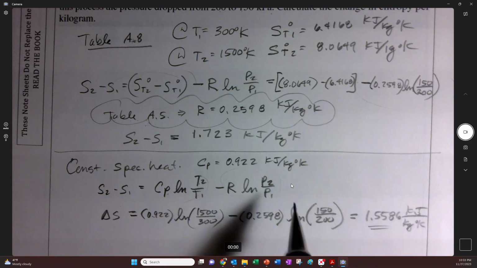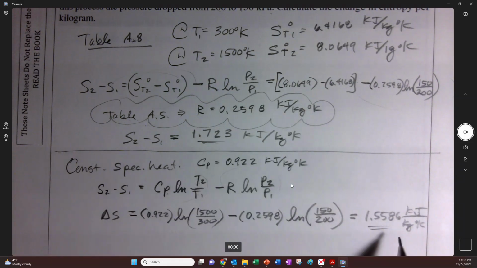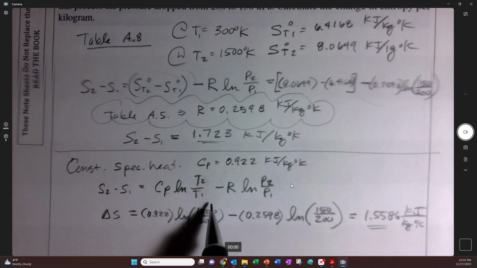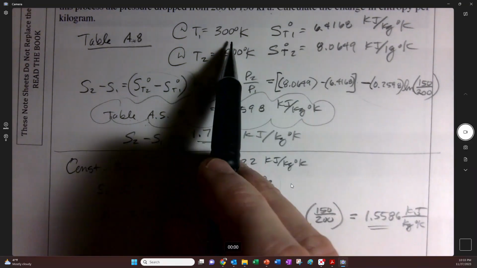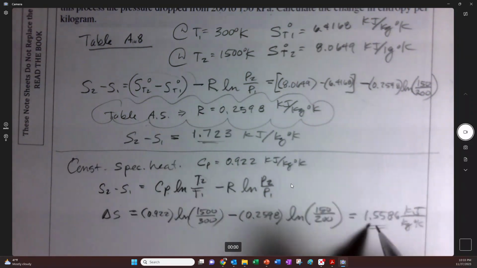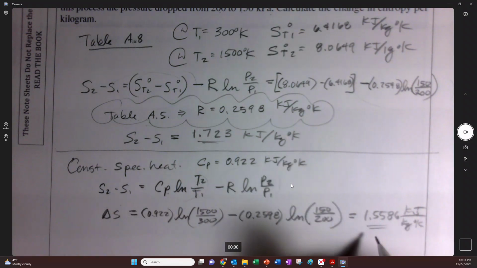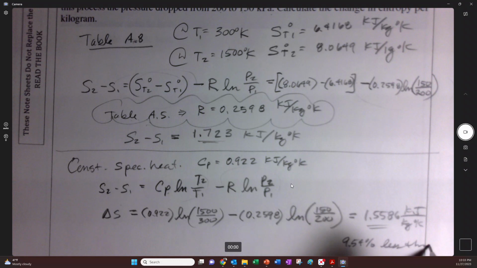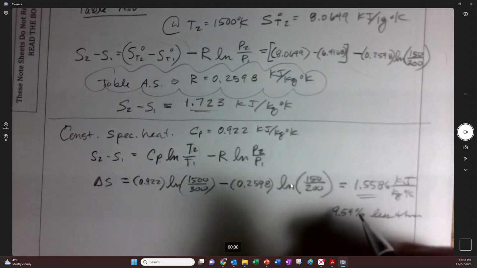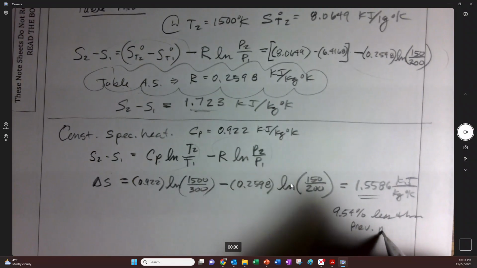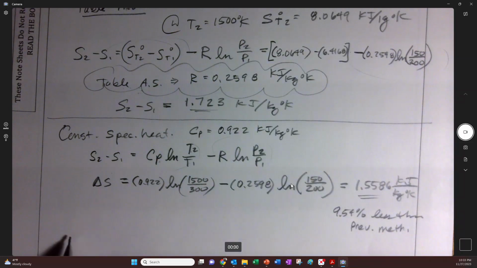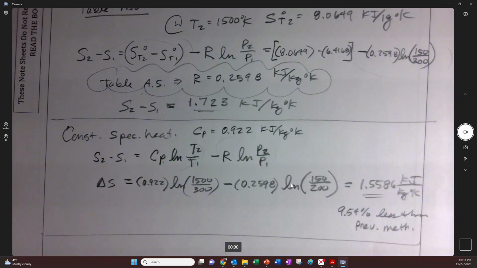So that's not a great approximation right here. It's a pretty wide range of temperatures and a fairly high temperature, so some of those can factor into having a variation of Cp. Notably, this is 9.54% less than the previous method. And let's go for the other one to do.